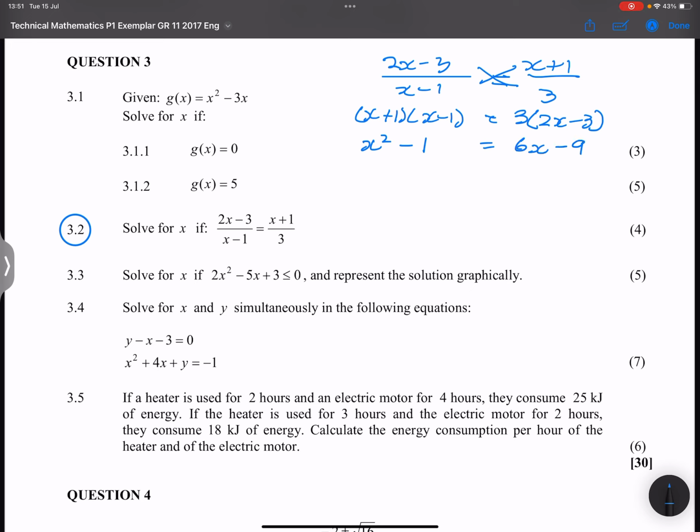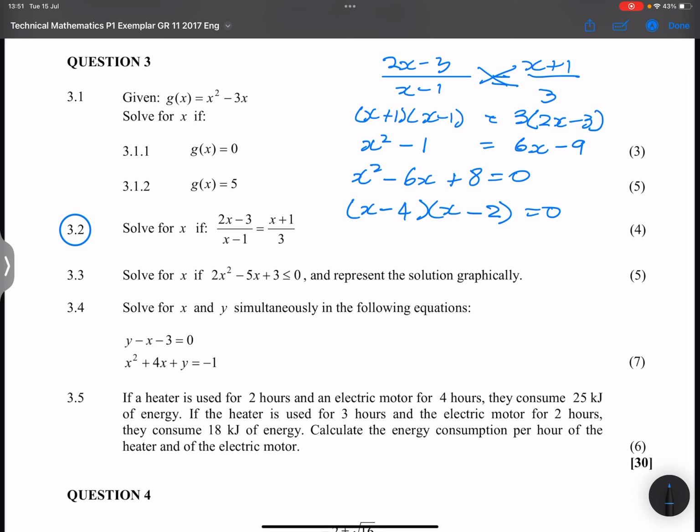And if we take this to the other side, we've got x squared minus 6x. And we've got the minus 9 to the other side. That's 9 minus 1. And that would give us plus 8. And this would be equal to 0. All right, what are the factors of 8 such that when we add would give us 6? That's definitely 4 and 2.